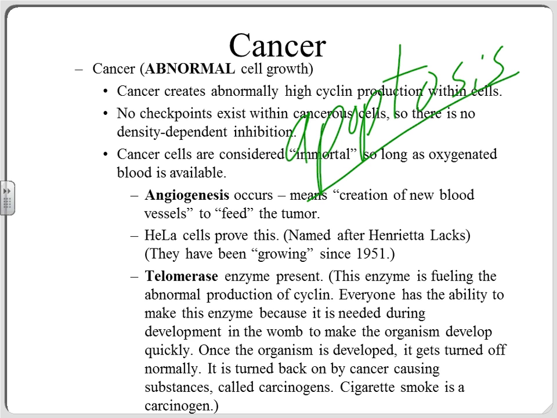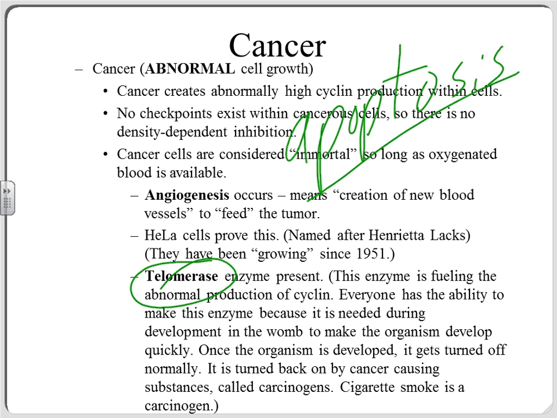replicates. Normally, the only time this enzyme right here, telomerase, would be active is when? In you, when's the only time you want telomerase working? When you're an embryo. It makes your chromosomes get longer so you won't lose what during replication? Genes. Okay? It's extra pieces.